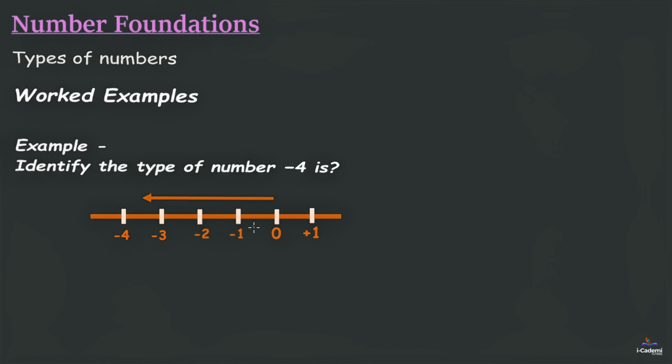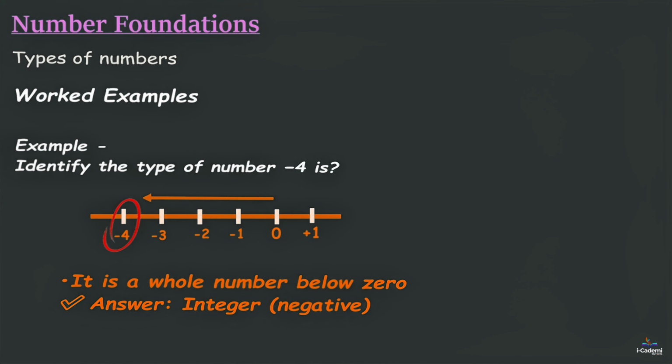Also, because it is a solid whole number without any fractional part or decimal part, it fits our definition of an integer. We classify it specifically as a negative integer. On our number line, you can see the arrow pointing left from 0, highlighting that any whole number in this direction falls in the negative integer category.